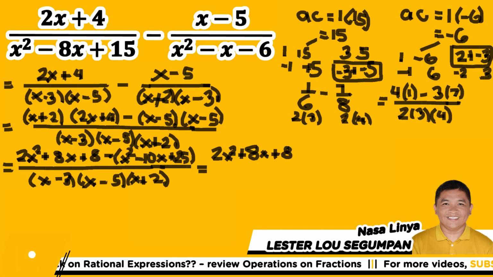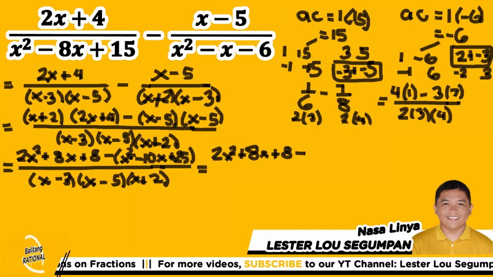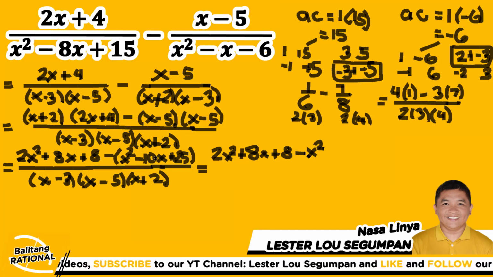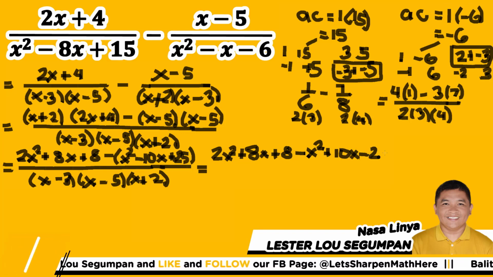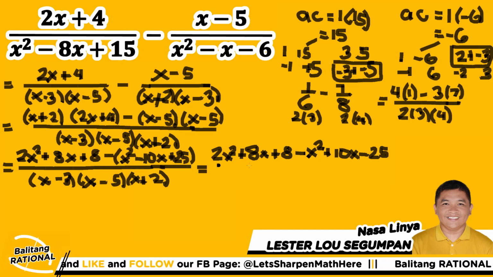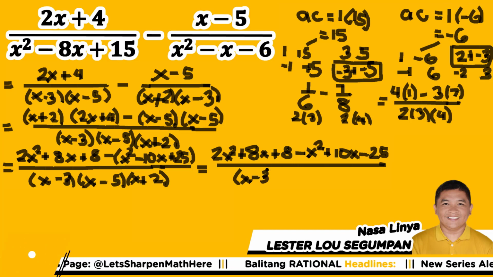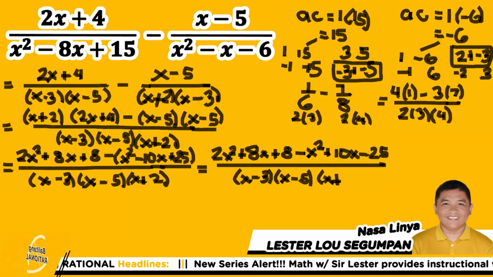Let's remove the grouping symbol, and when you do that, the signs of all the terms here, maiiba po sa kanila, magiging opposite po. So yung positive x squared will be given as negative x squared, as like this. Yung negative 10x will become positive 10x. And then yung positive 25 will become negative 25 all over the entire expression of our denominator. X minus 3, x minus 5, and x plus 2.